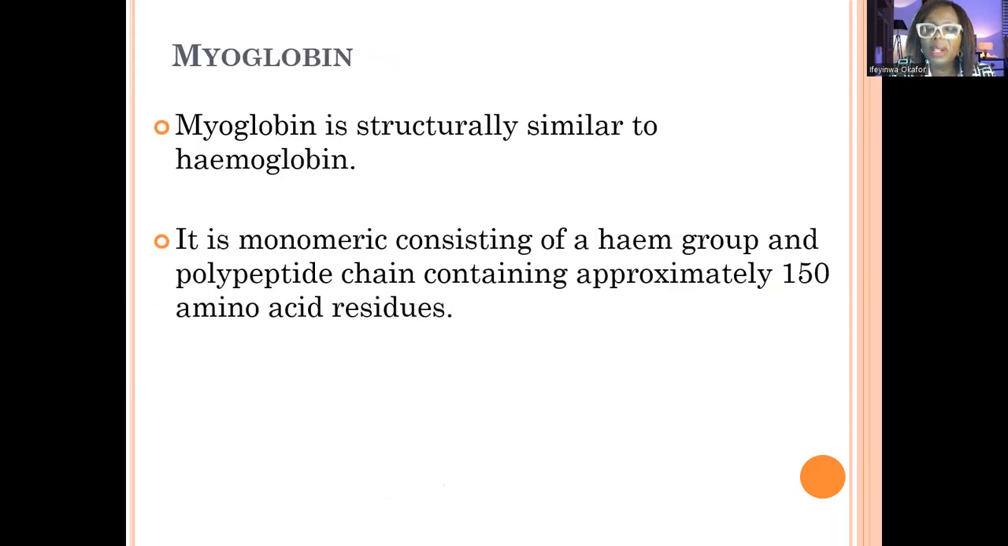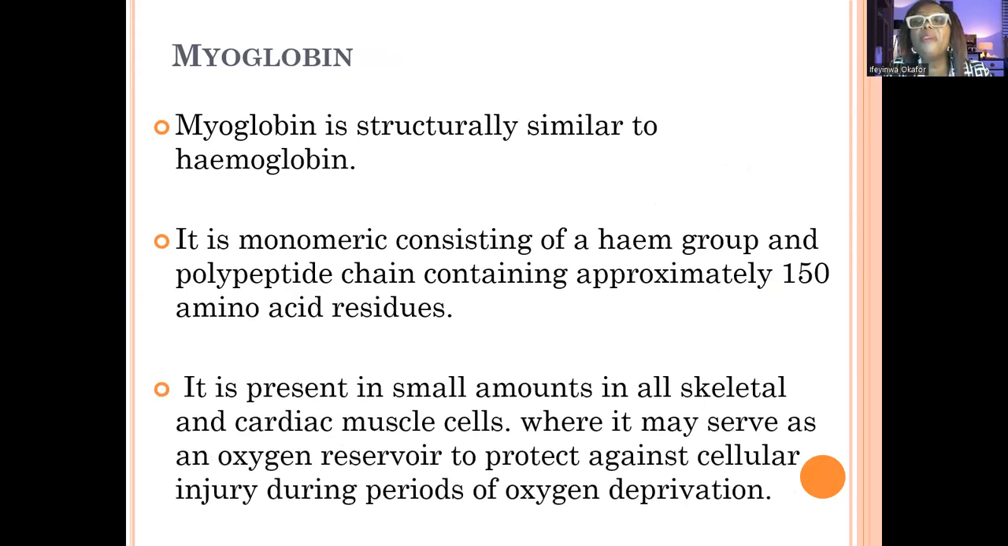Myoglobin contains about 3.5% of total body iron. And myoglobin is structurally similar to hemoglobin. It is a monomer consisting of a heme group, like hemoglobin, and a polypeptide chain containing approximately 150 amino acid residues.